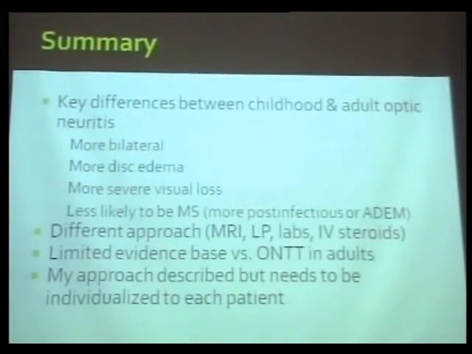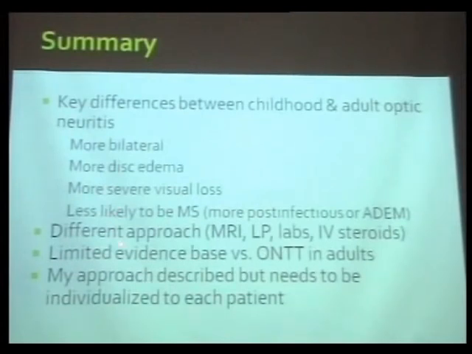So in summary, the key differences between childhood and adult optic neuritis: more bilateral, more disc edema, and more severe vision loss in the childhood form of optic neuritis. It looks like an atypical optic neuritis in adults, but that's the typical prototype for childhood optic neuritis. It's less likely to be multiple sclerosis and more likely to be either isolated post-infectious optic neuritis or acute disseminated encephalomyelitis, ADEM, a monophasic condition that can relapse or become multiple sclerosis.